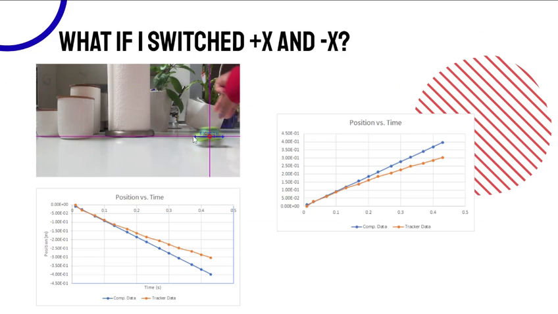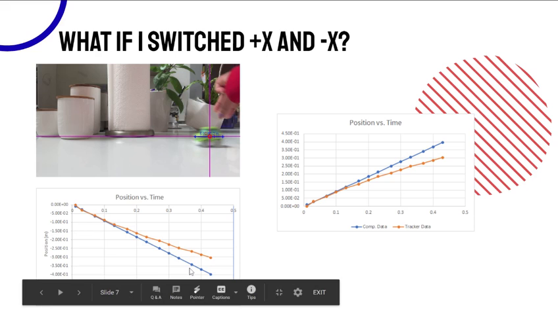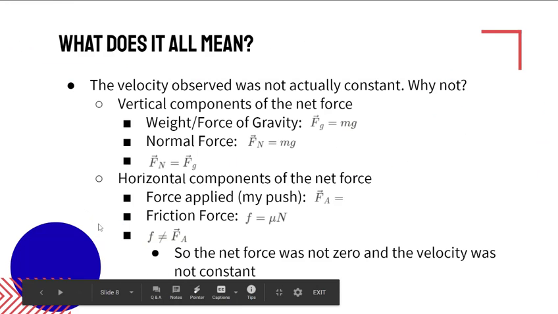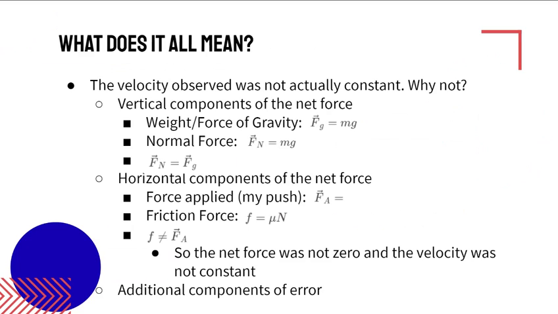Because my object moved to the left, I indicated that that was in the negative x direction, thus the slope of my position versus time graph is negative and the data is below the x-axis. However, if I had indicated that movement to the left was in the positive x direction, then the slope would be positive and the data would be above the x-axis. What does this all mean?